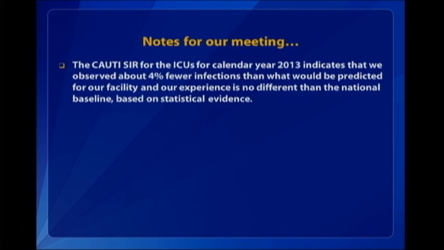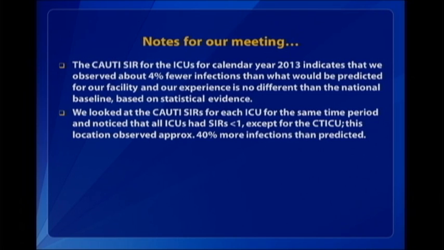So we're going to build on our notes for the meeting. We've already gone over the wordy one bullet sentence. But we can add to that and say that we looked at the county SIRs for each ICU for that same time period and noticed that all of them had SIRs less than 1 except for our cardiothoracic ICU. This location observed approximately 40% more infections than predicted.